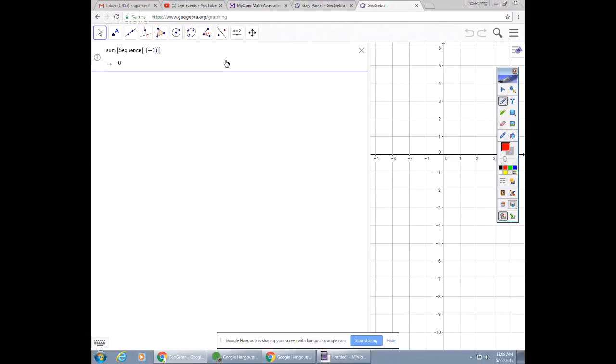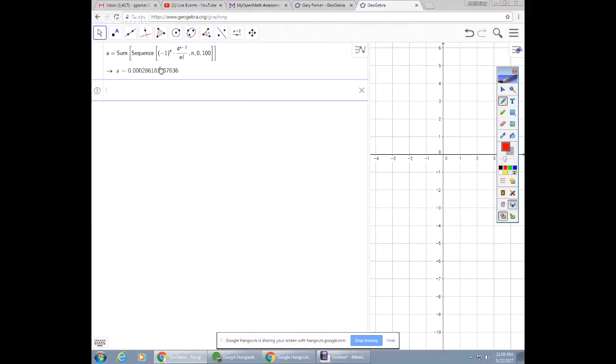All right, so -1 raised to the n. What was next? Times 4 raised to the power n minus 3 divided by n factorial. Does that look right? All right, and then that's inside the sequence. So then I want a comma, n is my variable, comma, start at 0, and let's go out for the first 100 terms. GeoGebra can handle that. And enter, and the computer says it's 0.000286. So I believe that should be approximately the value, let's see, what did I figure? e raised to the power -4 divided by 4 to the third.